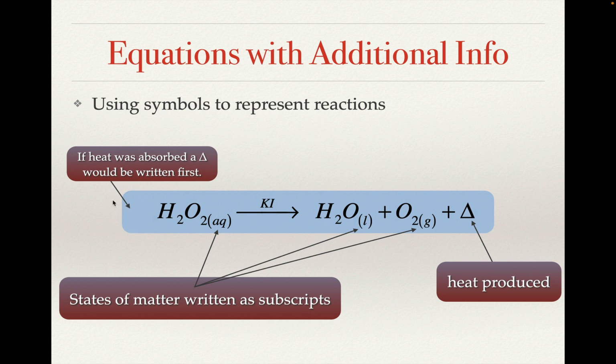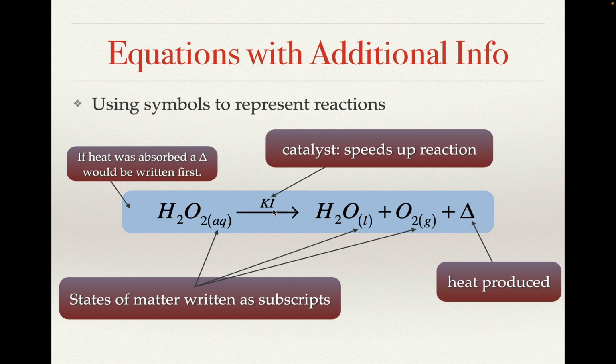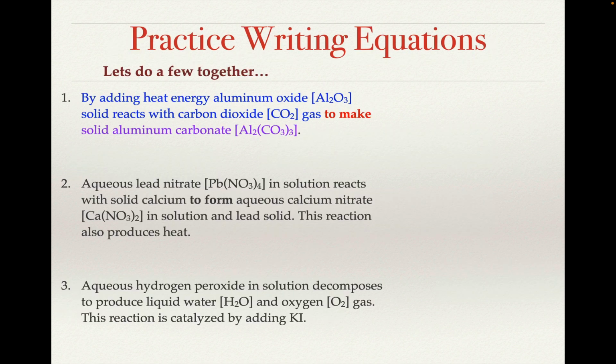Okay, so this side would be if we're absorbing energy, this side would be producing energy. And then finally, we have a catalyst here. So this is potassium iodide, or KI. This happens to be the catalyst that speeds up this particular reaction. Okay, so we want to practice some of these.